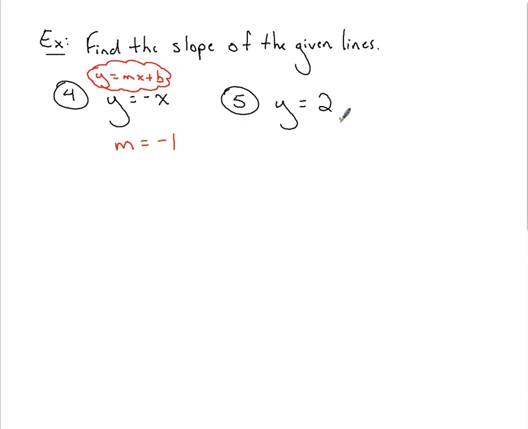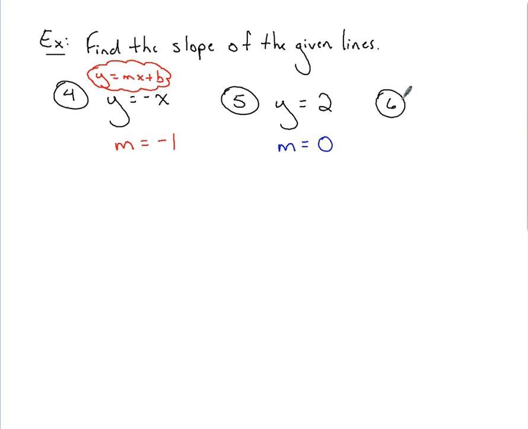It's a horizontal line. So the slope of any horizontal line is going to be 0. It's kind of like you got a 0x plus 2. Then it'd be a little more obvious that your slope's 0. But just understand, for future reference, horizontal lines, slope is 0.